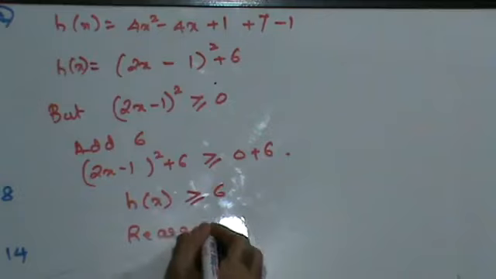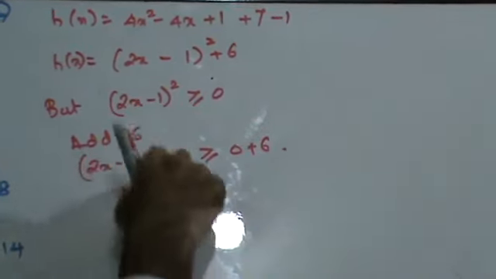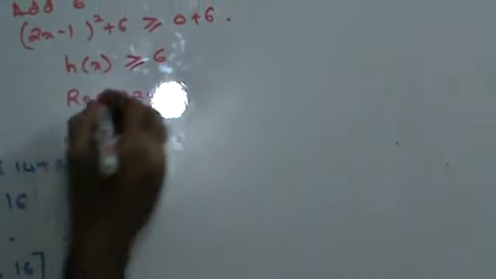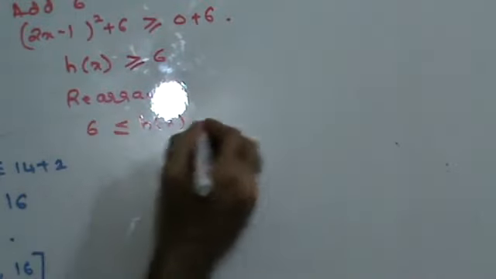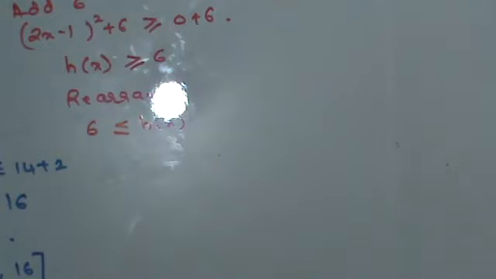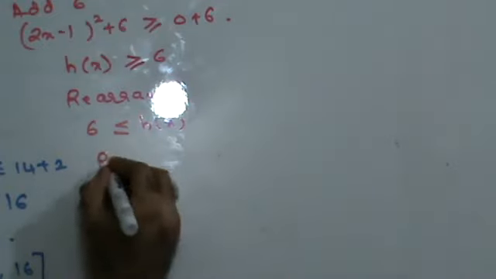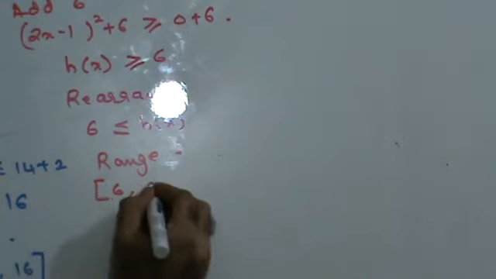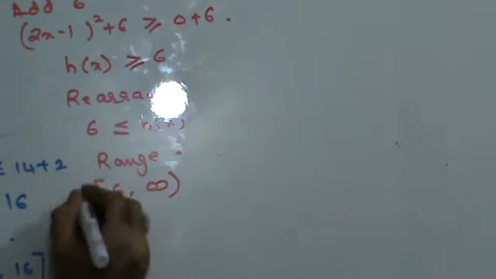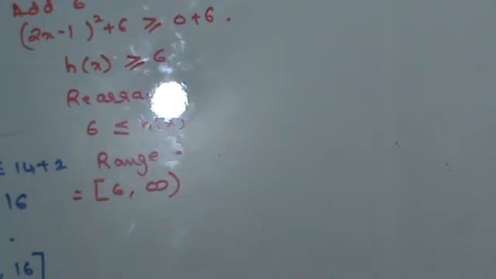Rearrange. How did I get this, guys? We have just derived that 2x minus 1 the whole square plus 6 is h of x. We have just derived this, right? So if I rearrange, I'll get h of x is greater than or equal to 6 and we do not have the upper limit. Hence, I can say that range is nothing but 6, infinity. Since the upper limit is not given to us, we will assume the upper limit to be infinity. Fine, do we get this thing clear?